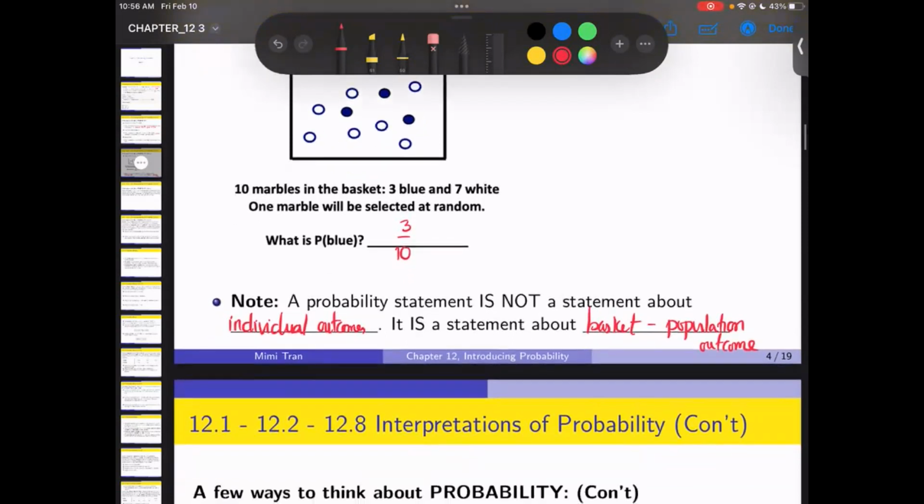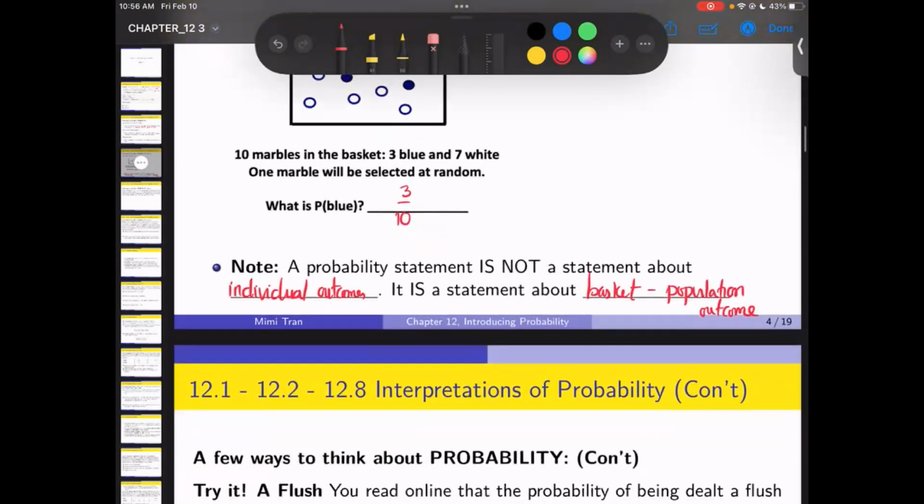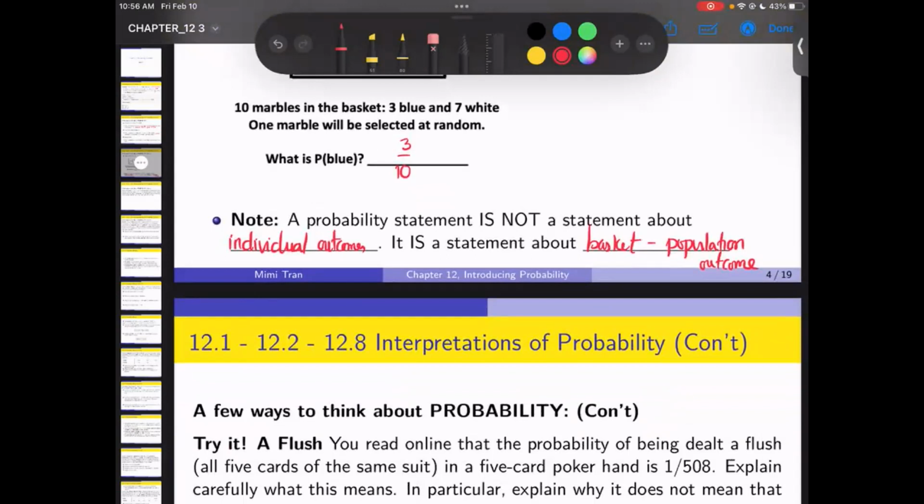So now you understand probability. I know people say things all the time in everyday life, but they don't actually think too much about it. They don't actually relate it to the math behind it.